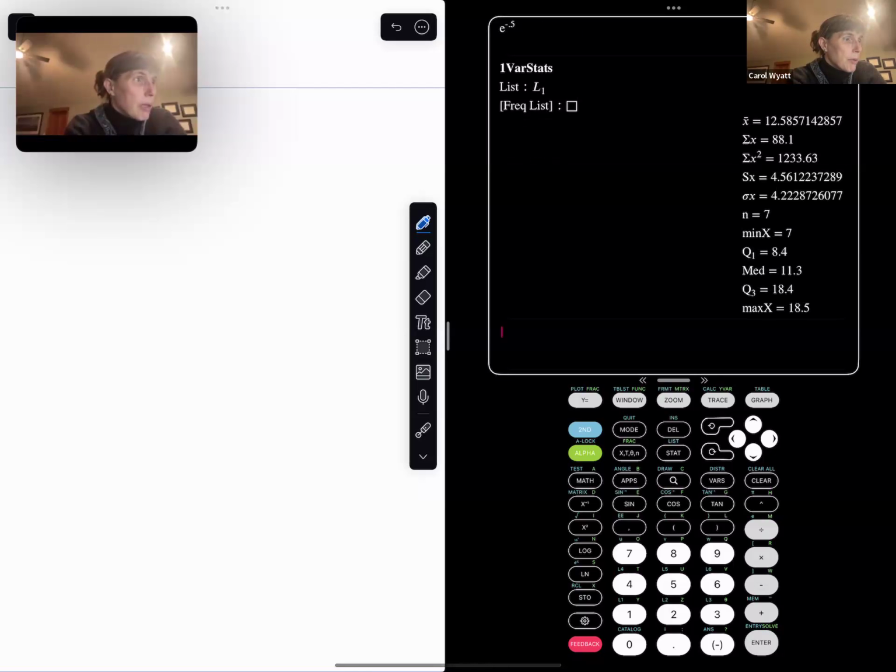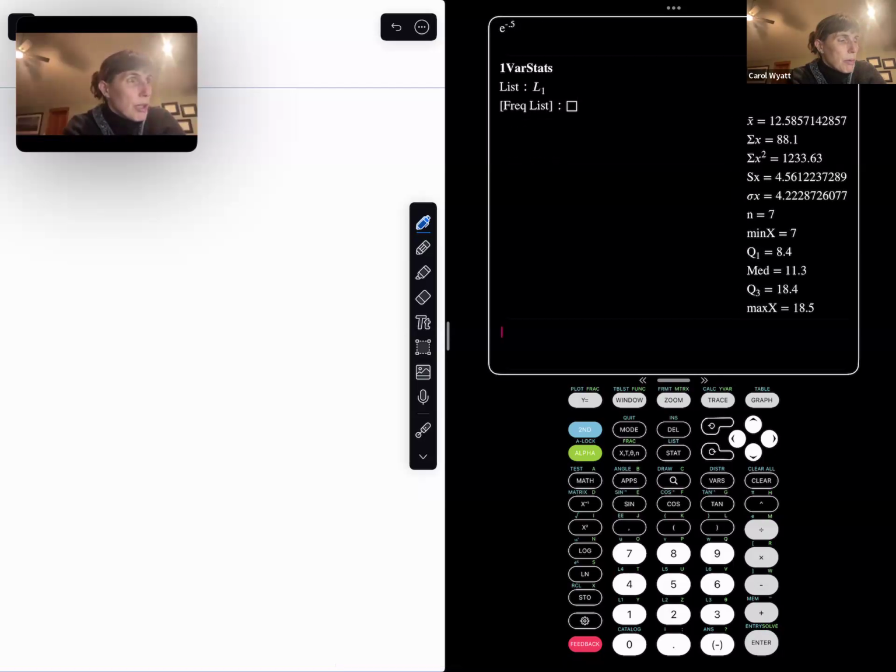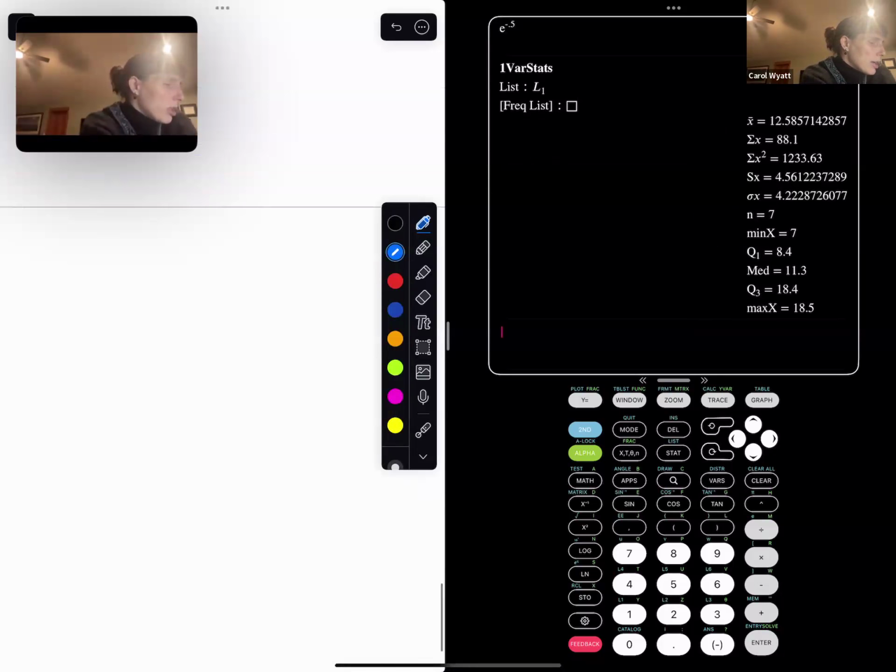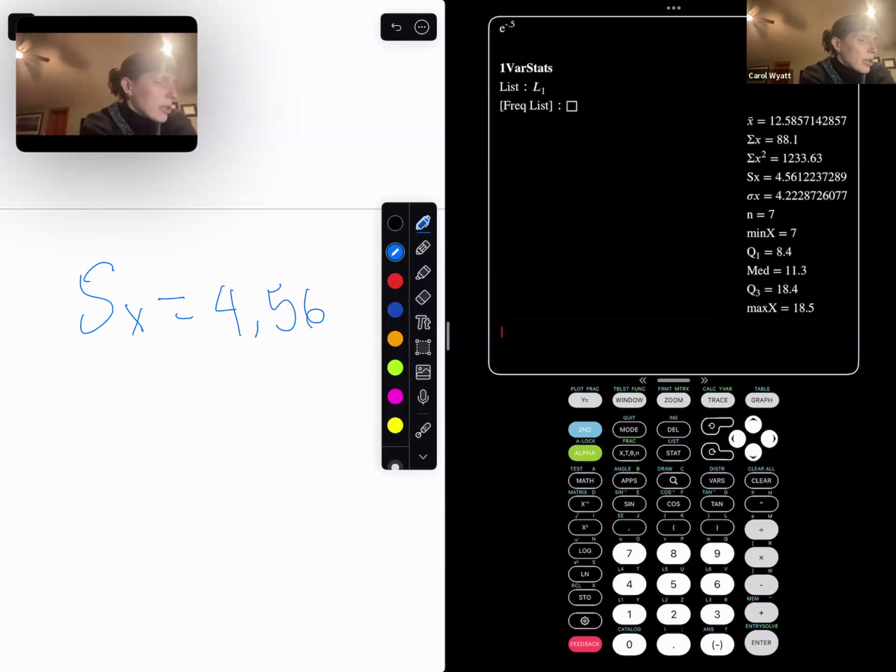And my mean pops up. My standard deviation for this problem is a sample standard deviation, so that's going to be this Sx. So this one right here, 1, 2, 3, 4 down. So the one that says Sx, which in my case is the 4.56, right?